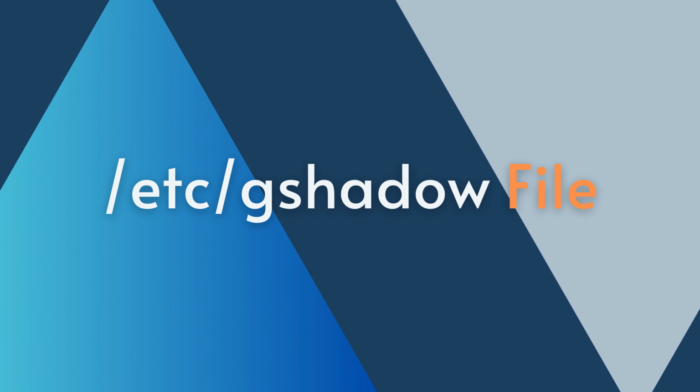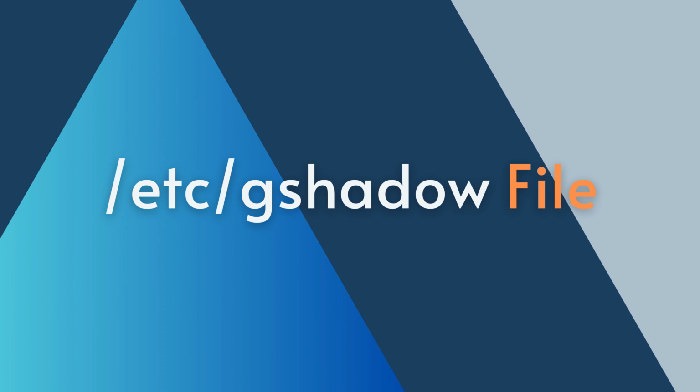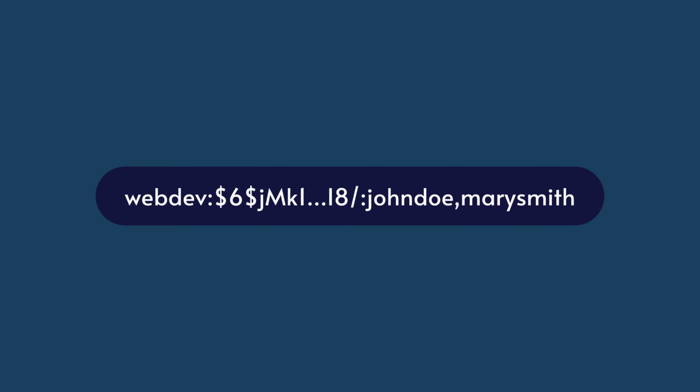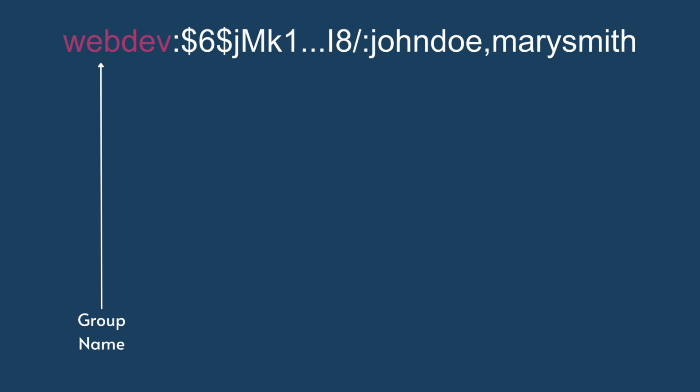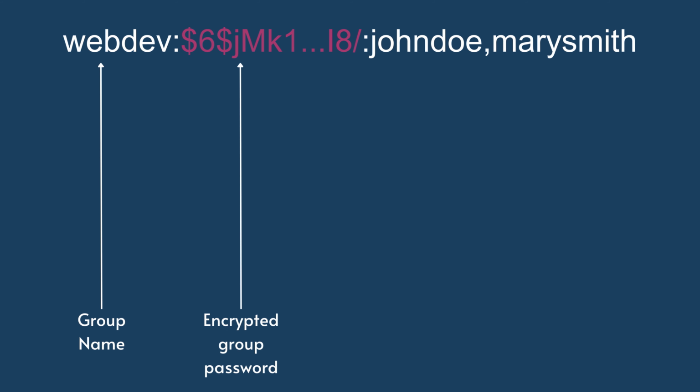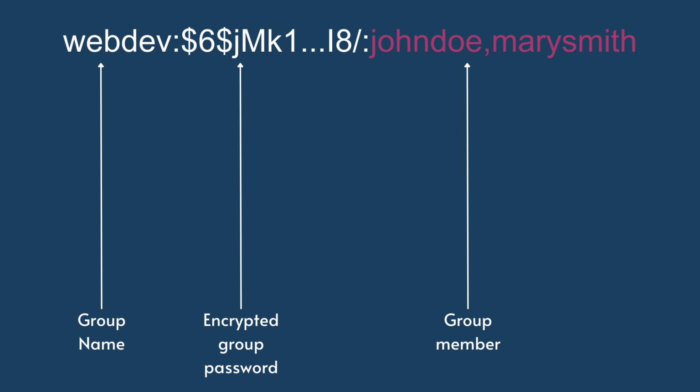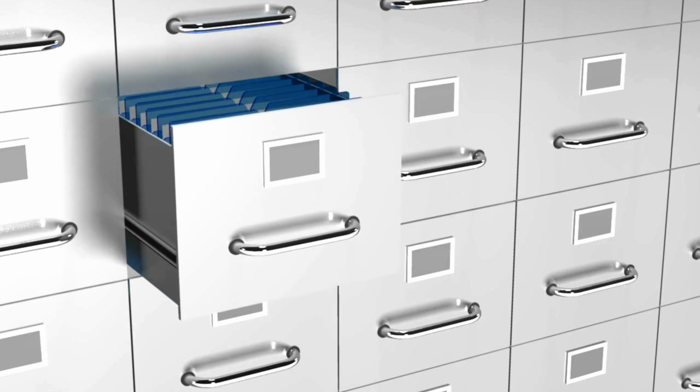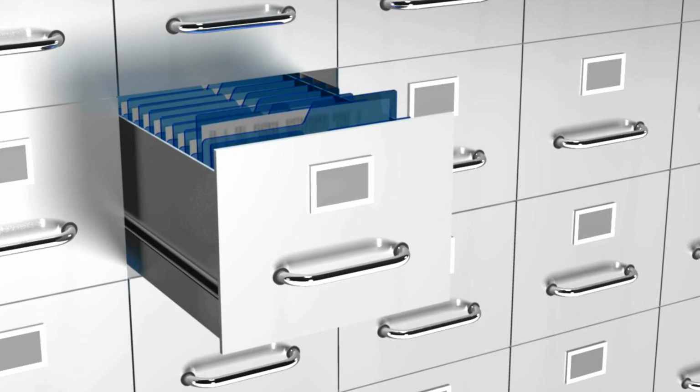It is similar to /etc/shadow but for the groups. So in this sample entry you can find the first field is the group name, the second one is the encrypted group password, and the last one is the group members. Group passwords are rarely used, but if they are, they are stored in this specific file. In essence, these files are the backbone of user and group management in Linux.